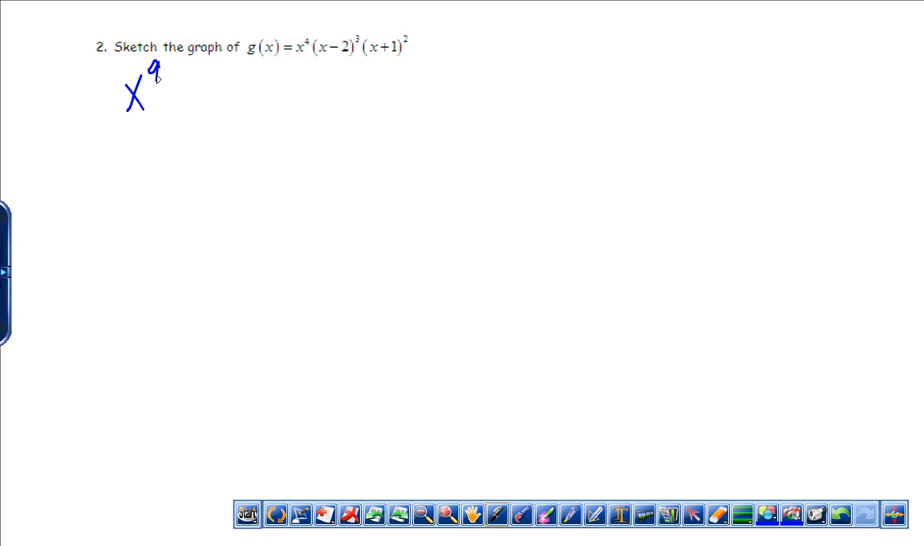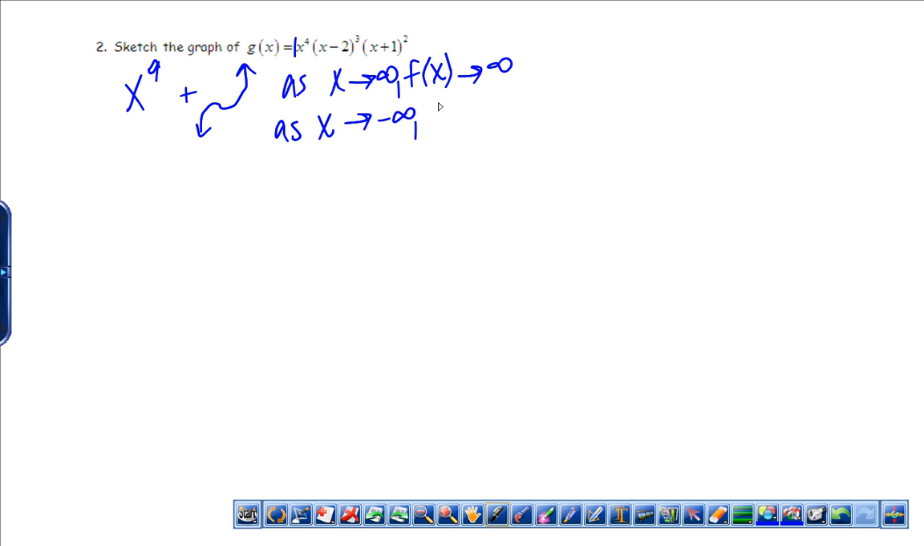Okay, earlier I said all odd exponents look basically like a cube. My leading coefficient is going to be, this is a 1, this is a 1, and this is a 1. So it's positive. So it's going to rise to the right. Okay? So I would say as x goes to infinity, your function goes to infinity. So as x approaches negative infinity, your function goes to negative infinity. Okay? So like I drew here.